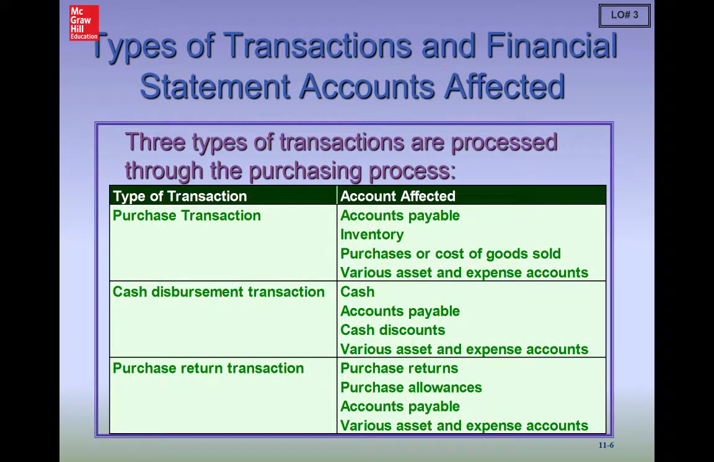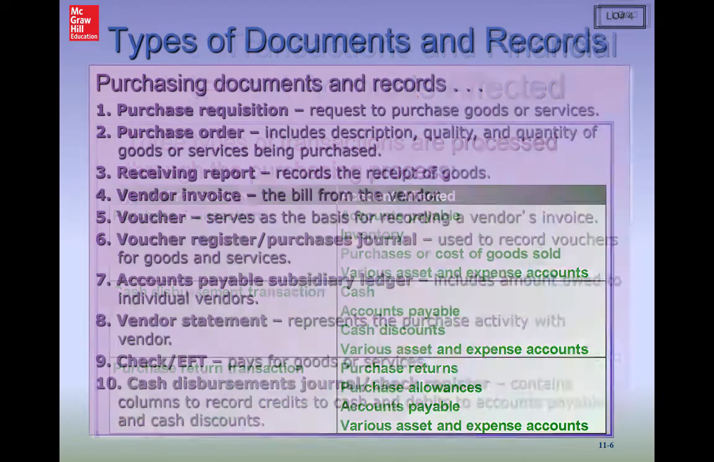So we have types of transactions and financial statement accounts that are affected by the purchasing process. Here we have a purchase transaction where, if you're doing it on account, you would purchase inventory or various other asset and expense items. Then you have cash disbursement transactions where you're mostly paying out cash, taking advantage of any discounts for early payment, and reducing your accounts payable balance. You may also make purchases and have returns. Keep in mind that purchase returns and allowances are contra accounts.